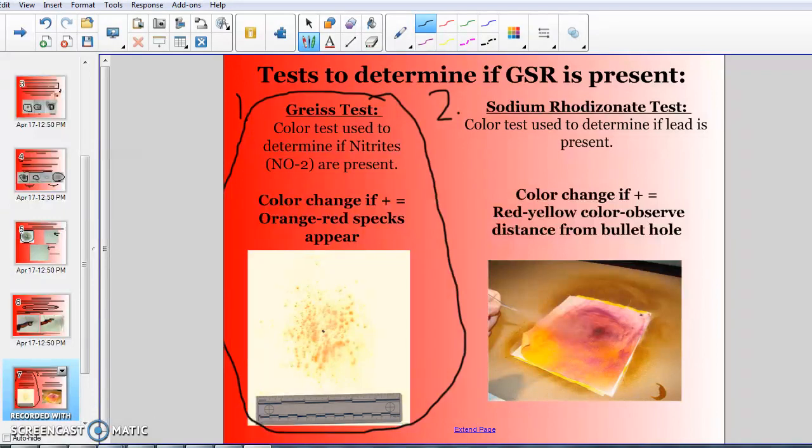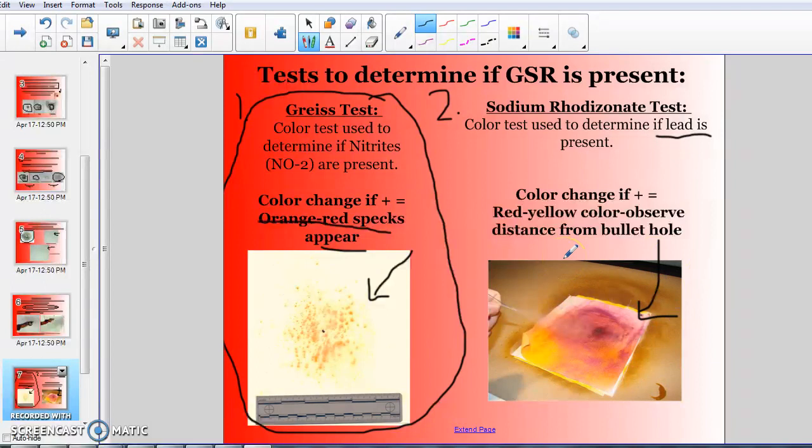It's basically a color test. It's testing for nitrites, which are found in most gunpowder that's used. So what they're doing is just a color change test. If the nitrites are present, the area that they're testing turns an orangish red color. Orange-red specks appear if there's GSR, and it'll appear in the pattern that the GSR was left. The second test is a sodium rhodizonate test. It's the same thing. It's testing for lead, which is also used, and it's a red-yellow change if GSR is present.